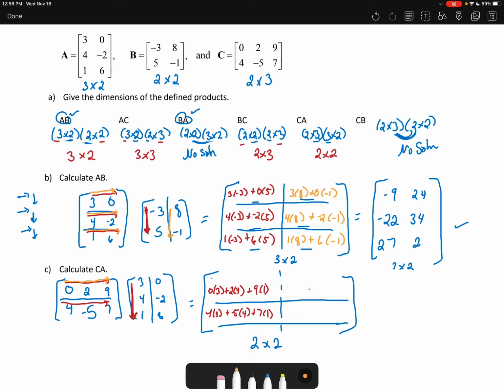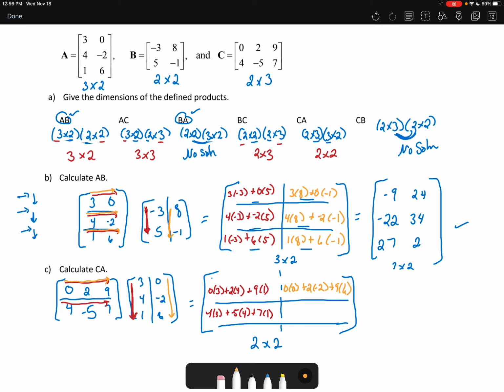So across the first row, but down the second column. 0 times 0 plus 2 times negative 2 plus 9 times 6. Wait, 9 times what number is that? I want to make sure I say it right. Yes, 6. Across the second row, down the second column. 4 times 0 plus negative 5 times negative 2 plus 7 times 6.